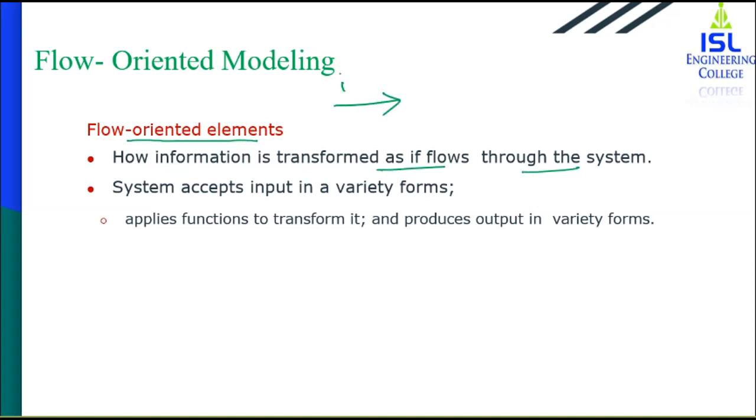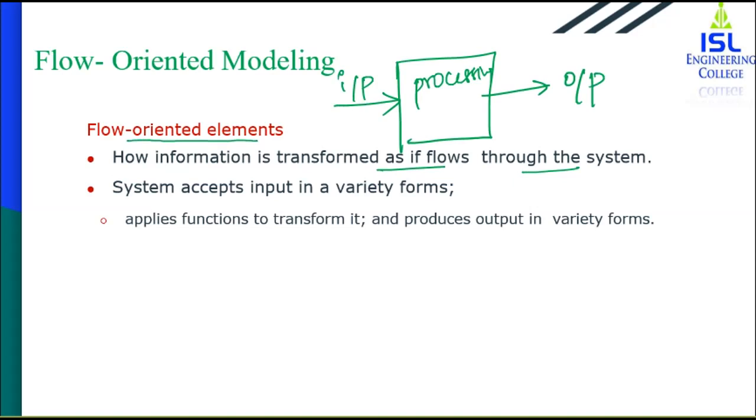That is, if you give a specific input to the system, within this you are going to have some processing done. Based upon that processing, output is going to be generated. So that is what flow oriented modeling is. Now within this, the input is accepted. It can be accepted in many forms. That is, you can have an image, you can have an MP3 file, you can have an audio video file. Different types of input can be taken. Now, if you're taking different types of input, it is going to do the same task. It is going to apply functions to transform it. That is, transforming the function in here means processing of information. Then it produces the output in a variety of forms.